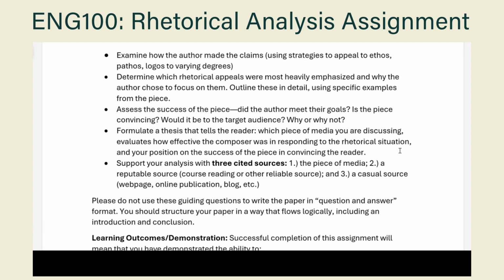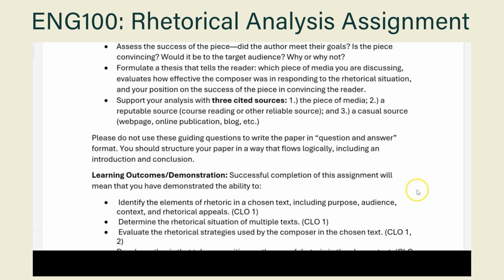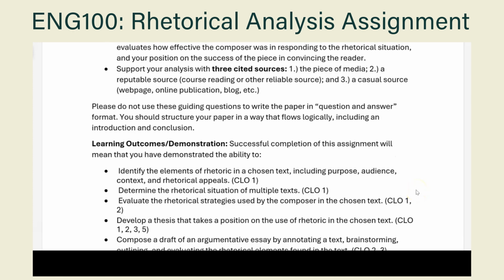But it could also be something like, you see a social issue that's being addressed and you want to talk a little bit more about that and then take a position on how successful the writer was. So you might cite, not directly cite another analysis of that piece, but then cite something else that helps you understand the situation surrounding the piece. So you get to decide in your analysis what kind of sources you need, but you do need to make sure that you cite three: the piece of media, and then a reputable source, a reliable source, and a casual source.